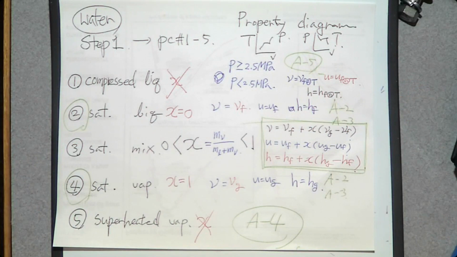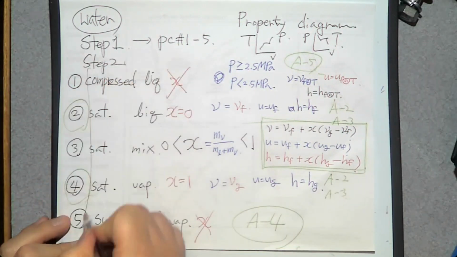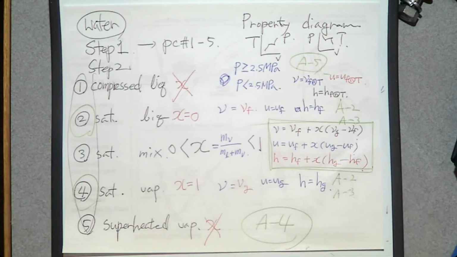So step number 1, use a property diagram to determine the phase change process. Then step number 2, use these rules to evaluate the property. So this one slide, one page, shows everything about finding a property. And about 40% of the first exam is about this slide. Isn't that nice? You already know 40% of your first exam. What do I mean by the 40%?